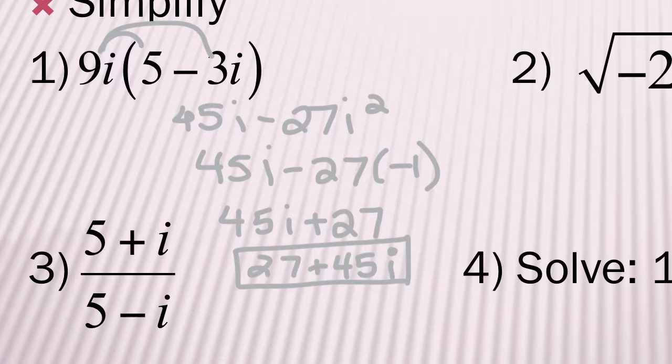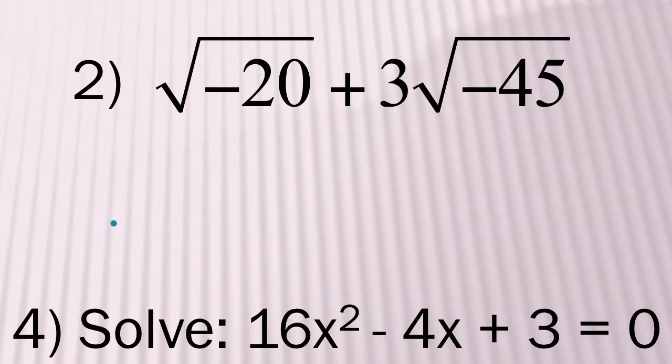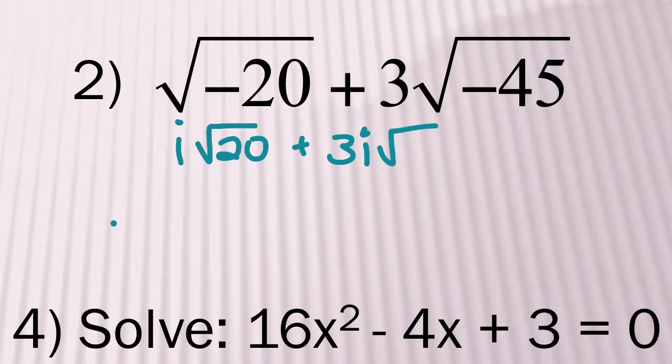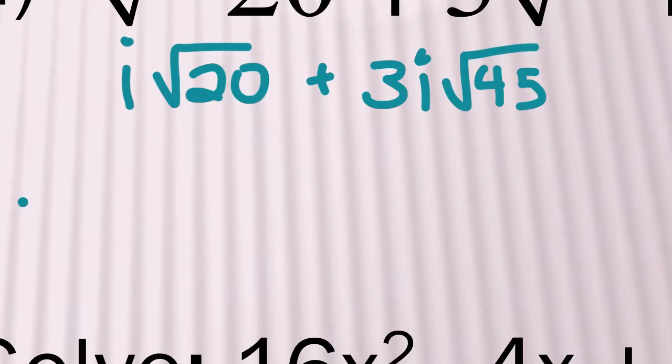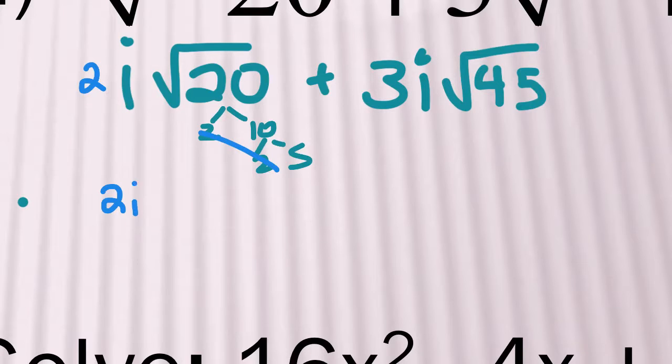So this time I've got negatives underneath my roots. So the first thing I want to do is take those out. This would be i root 21 plus 3i root 45. And then as they are, I can't combine them because the roots are different, but I can use my factor tree to simplify this. So this would be 2 and 10 and 2 and 5. Each pair of 2's brings 1 to the front, so this would be 2i root 5.